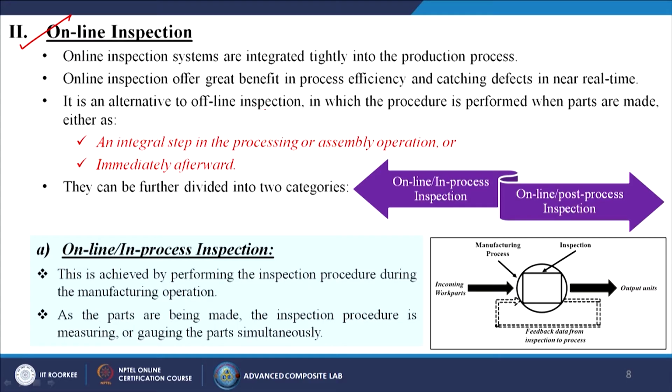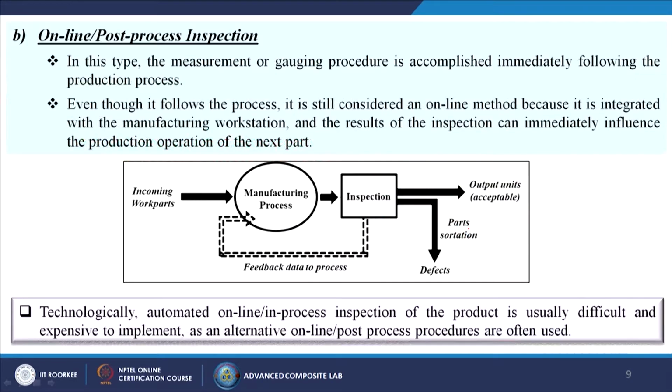They can be further divided into 2 categories: online in-process inspections and online post-process inspections. What is online in-process inspection? This is achieved by performing the inspection procedure during the manufacturing operations. As the parts are being made, the inspection procedure is measuring or gauging the parts simultaneously. So, from this particular image you can understand the online in-process inspection.